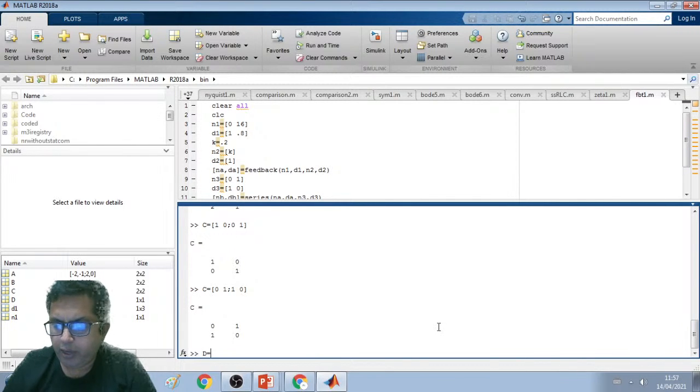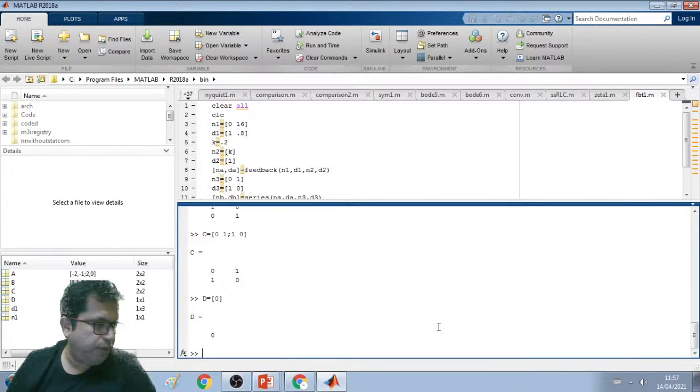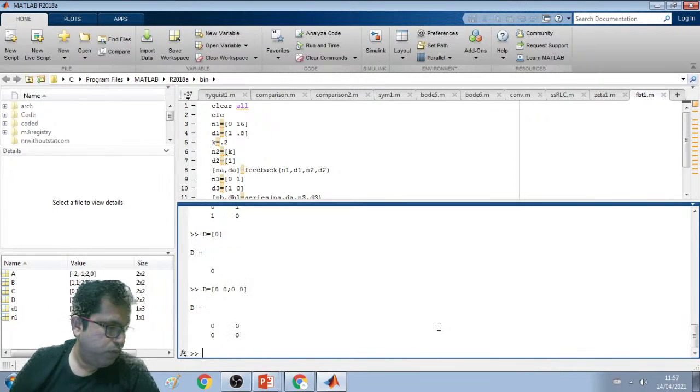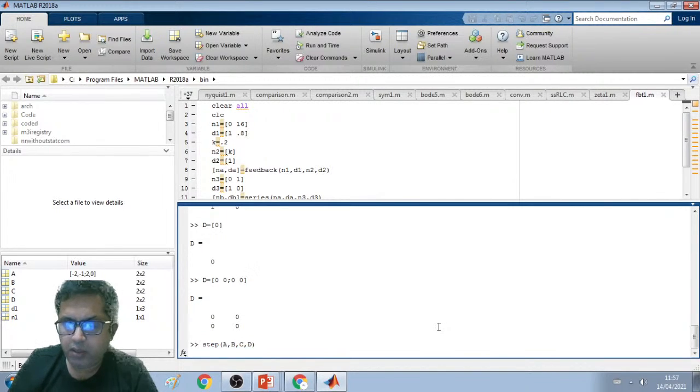Okay, the D matrix is 0. You can also write down D equal to [0 0; 0 0]. So this is the D matrix. Write down step(A, B, C, D). Enter.